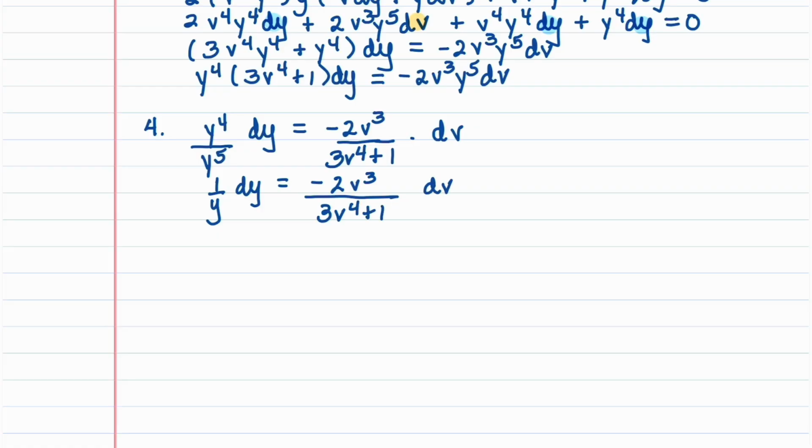Now we need to integrate both sides. On the left, we have natural log absolute value y, and then on the right, we have minus 2 times the integral v cubed divided by 3v to the fourth plus 1 times dv. To evaluate this integral on the right, we are going to need to use u substitution. We're going to let this expression be equal to u.